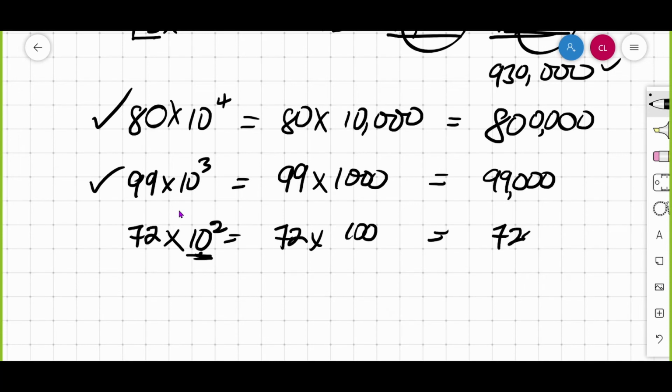7,200. All right, and we will check. We have the 72 and then we have 2 zeros behind it. So that's correct. All right, tick for that one. Anybody else?